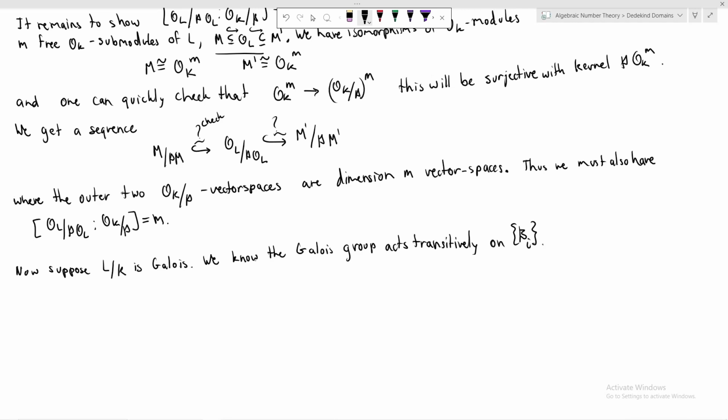So we know that, in particular, the Galois group sends primes over little p to primes over little p, and that for any pair of p sub i and p sub j, we can find an element of the Galois group taking p sub i to p sub j. So the idea is we're going to use that first to show that their ramification degrees are equal, and then from there we'll be able to quickly see that the residue degrees are also equal.